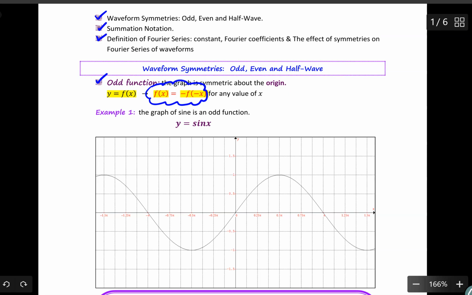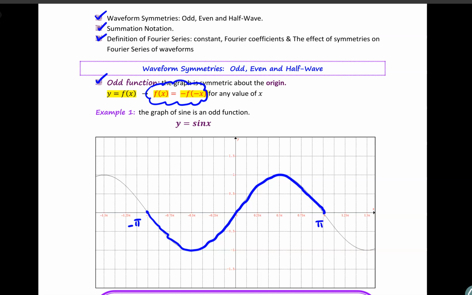So let's examine the graph that I have on this figure. I will draw one cycle of sine, from negative pi to pi. Right here is negative pi, right here is pi. I have one cycle of this sine function. I will draw a line through the origin to show you that it actually is an odd function in this case.